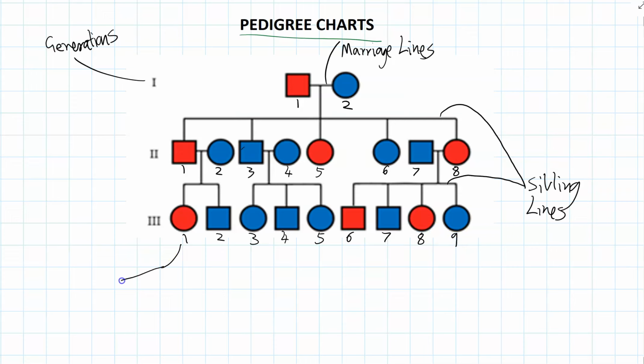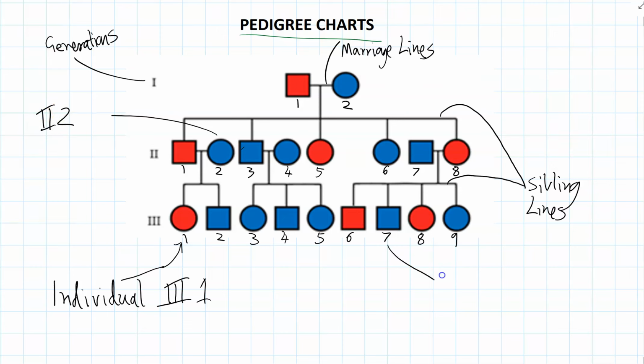And to recognize an individual and to actually name them, we write down their generation first and then the number that they are. So to identify this person, we're going to call them individual 3, 1, because they're in the third generation and they're the first child. This person here, we would call 2, 2. And so on. This person here is 3, 7. And you can name anybody in the pedigree that way.